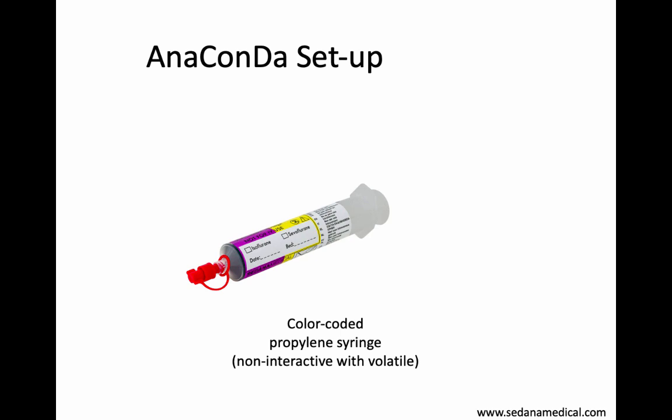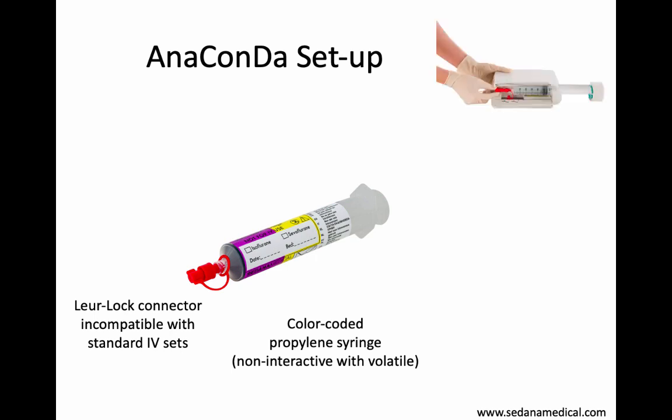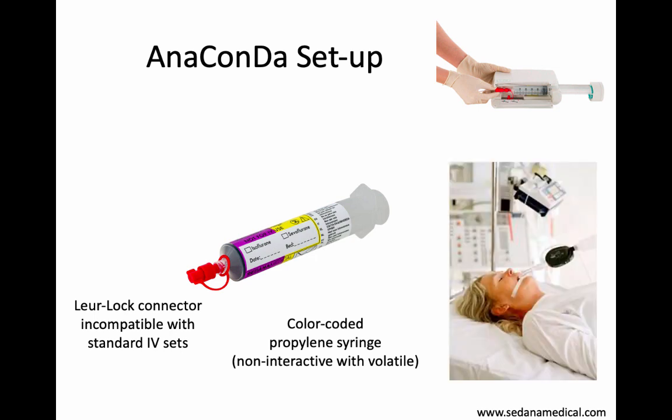The volatile anesthetic that you infuse into the Anaconda comes in syringes. These Anaconda syringes are specific color-coded polypropylene syringes that are non-interactive with the volatile agent. They also have a luer lock that is incompatible with standard IV sets. So this is an excellent safety feature where you really cannot be hooking the syringe to a central line. These syringes are mounted on regular syringe pumps, normal syringe pumps that you would use in the ICU, like the Braun syringe pumps or whatever type you have, and they infuse the volatile agent into the Anaconda chamber, which subsequently vaporizes it and delivers it to the patient.